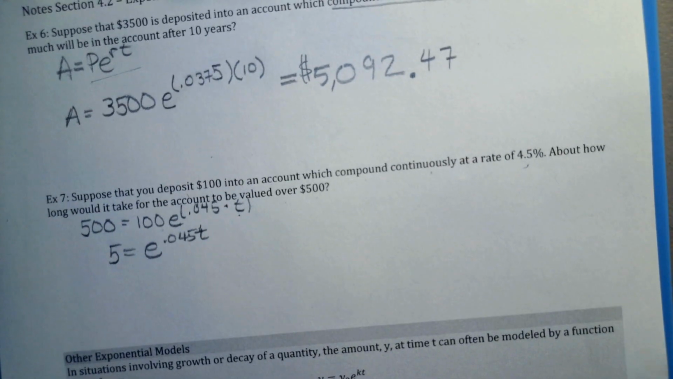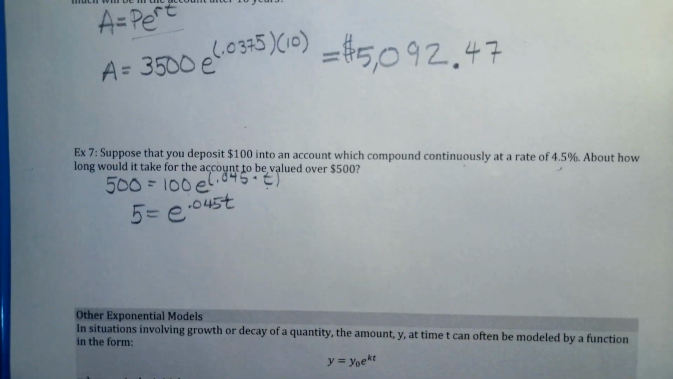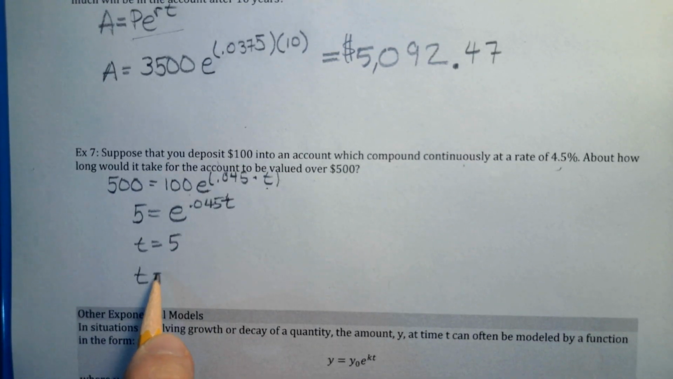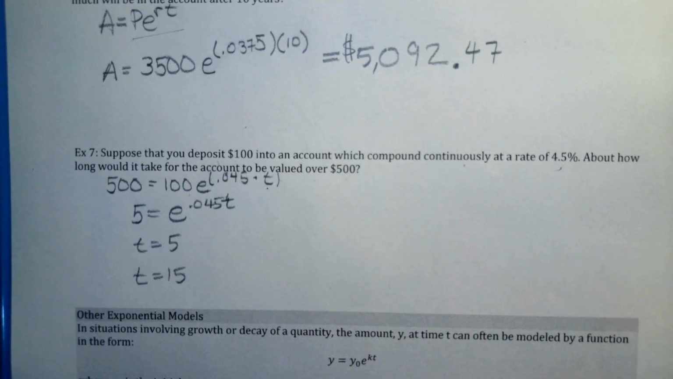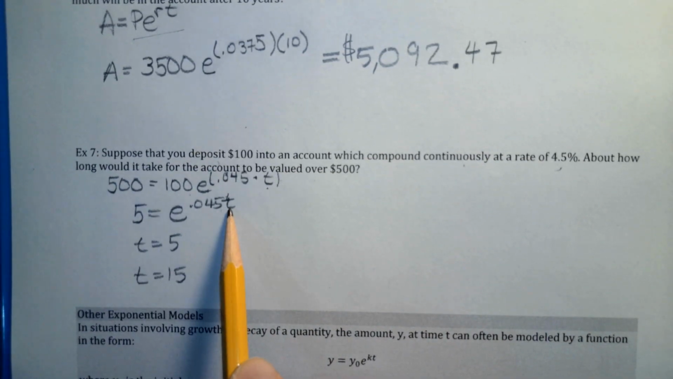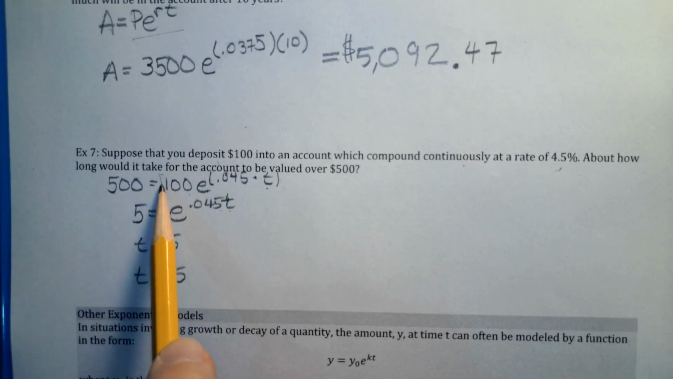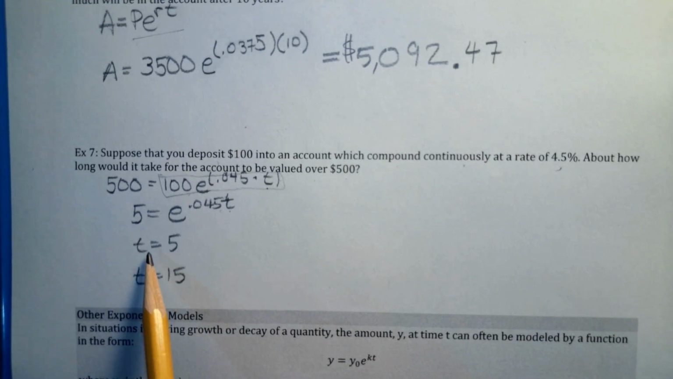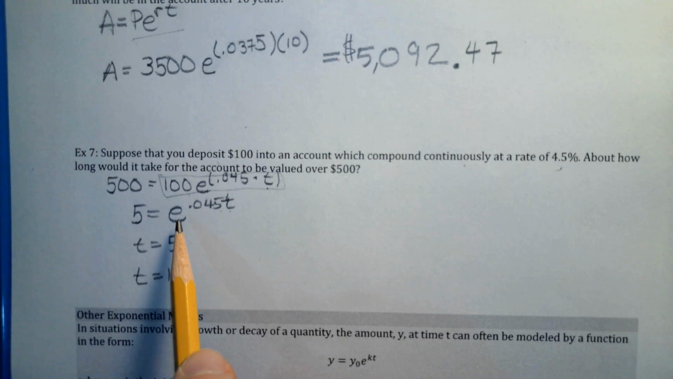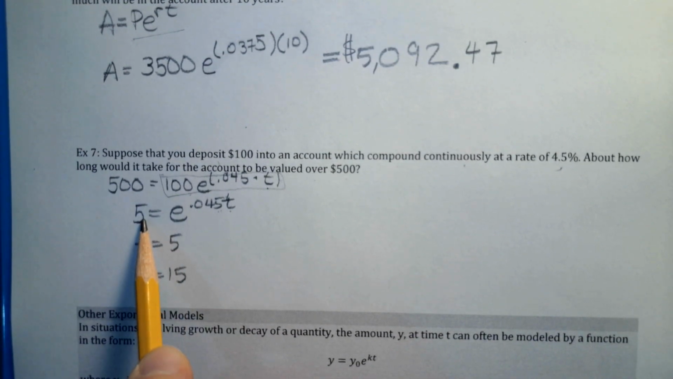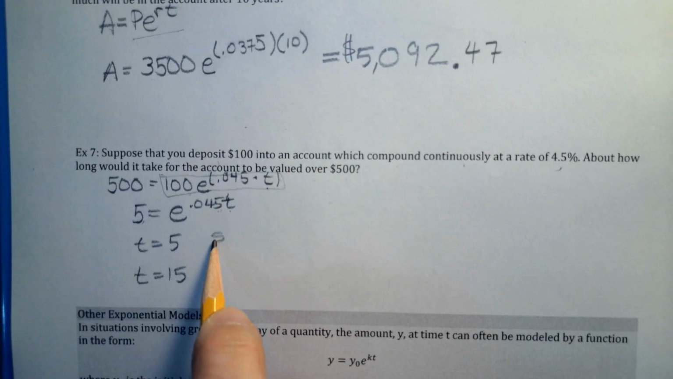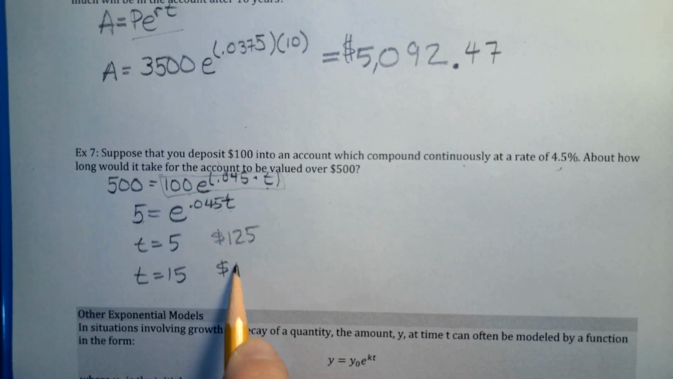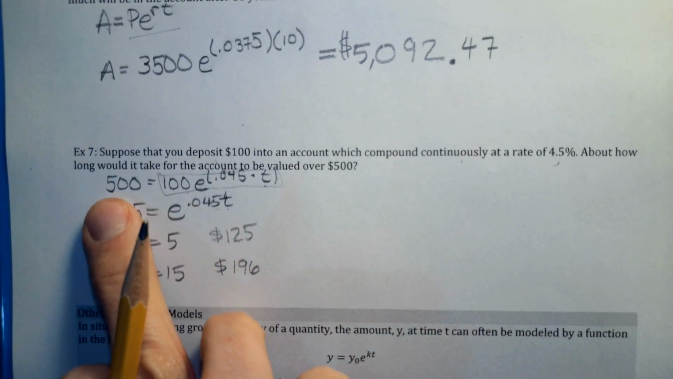So if we were going to try to estimate this, at this point we could do a little iterative process. What if t is equal to 5? What if t was equal to 15, right? We could calculate a. That's pretty straightforward. We would plug it into this formula and see if we got something close to 500. Or we could plug it into the one we've already divided and see how close we got to 5. After 5 years, we have $125. After 15 years, we have $196. All right, still really far away from our 500.